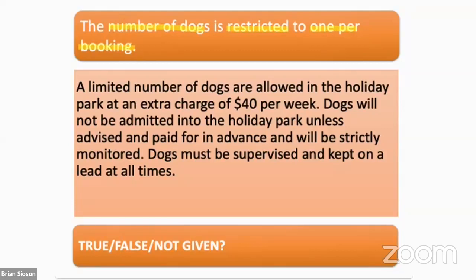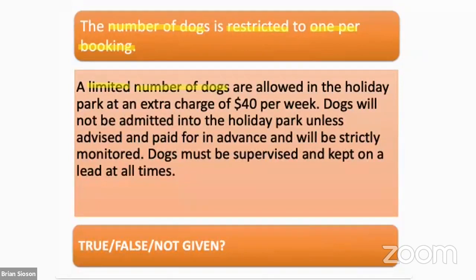Do we have number of dogs? Yes, we have number of dogs right here. Restricted: do we have any word that has the same meaning as restricted? Actually, we do. Which word has the same meaning as restricted? Correct, limited. Okay, restricted, limited.